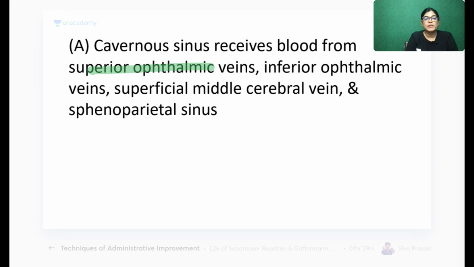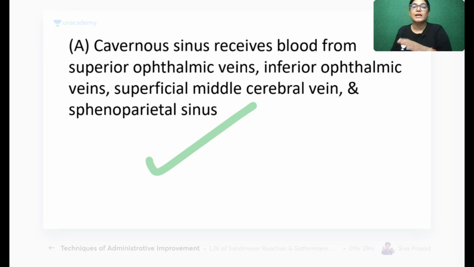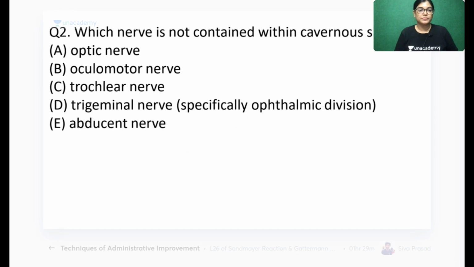Cavernous sinus receives blood from the superior ophthalmic vein, inferior ophthalmic vein, superficial middle cerebral vein, and sphenoparietal sinus. The explanation is also written, so you will get the PDF. After the completion of the session, you can download the PDF and thereafter you can revise. Let's start with the second MCQ. Okay, if anyone didn't understand, let me know.